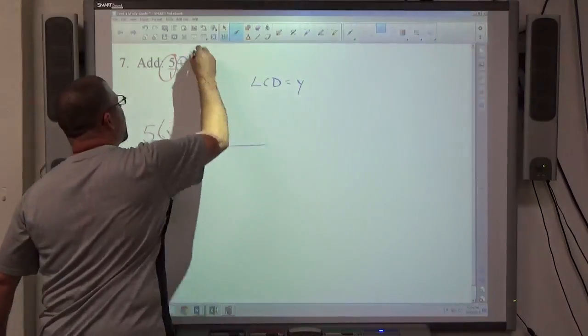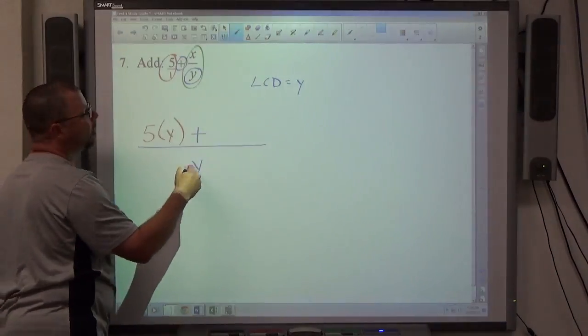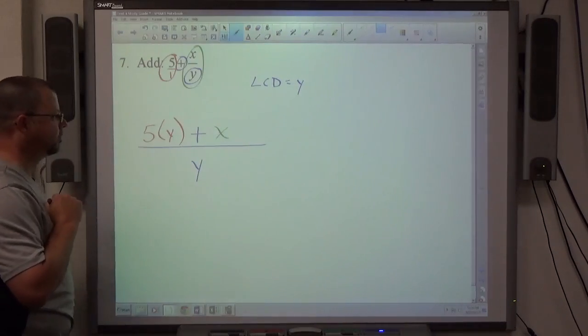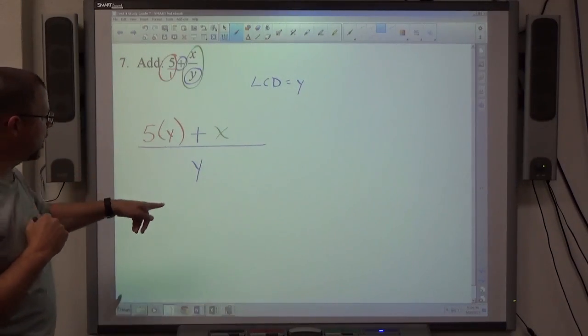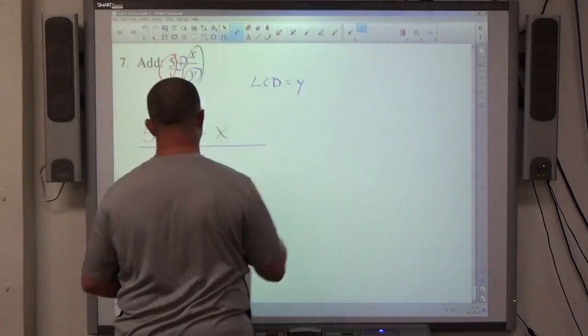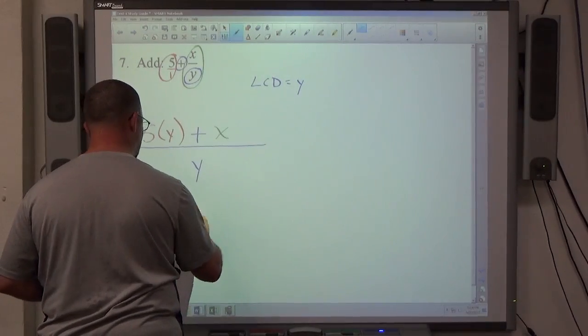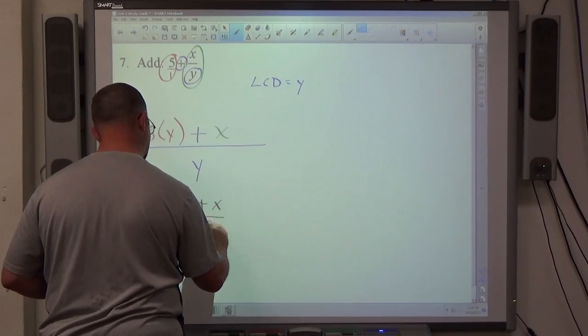Second fraction, x over y. Y is what it was, y is what it is, so nothing changes, it just stays x. So 5 times y plus x all over y, which gives me a simplified answer of 5y plus x over y.